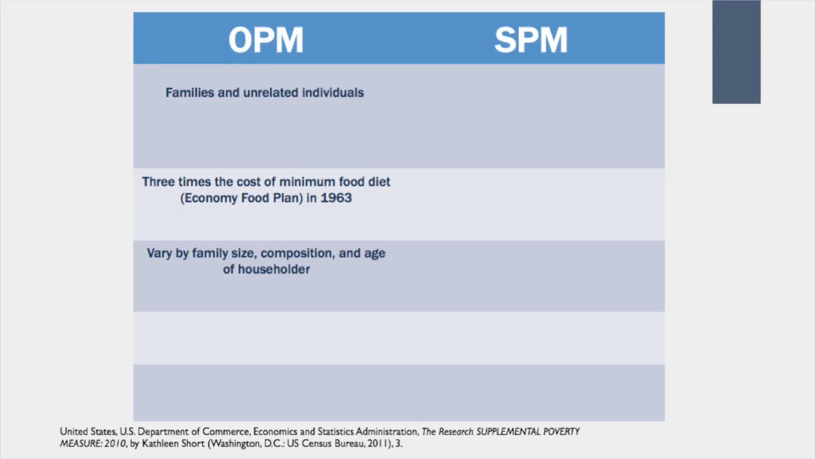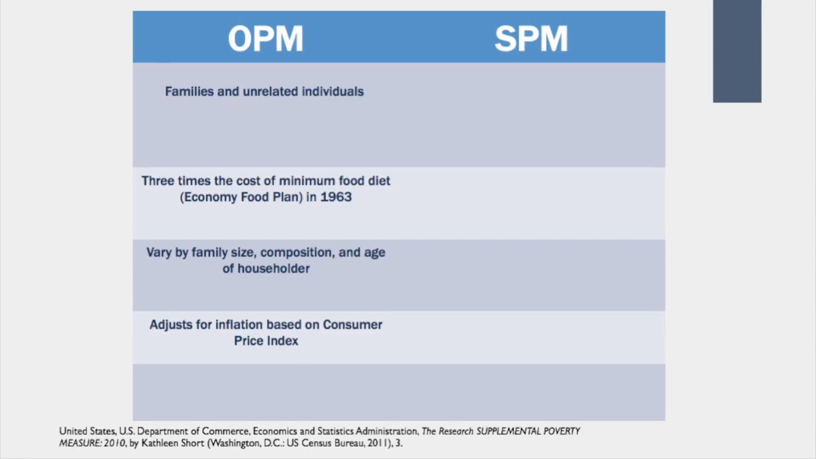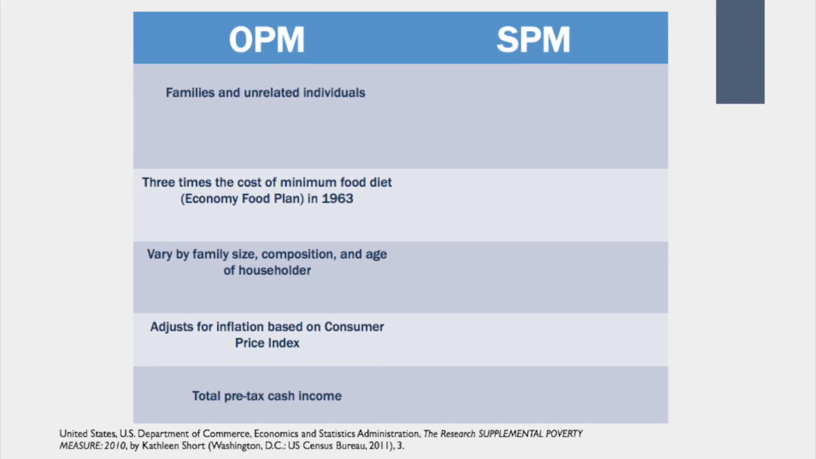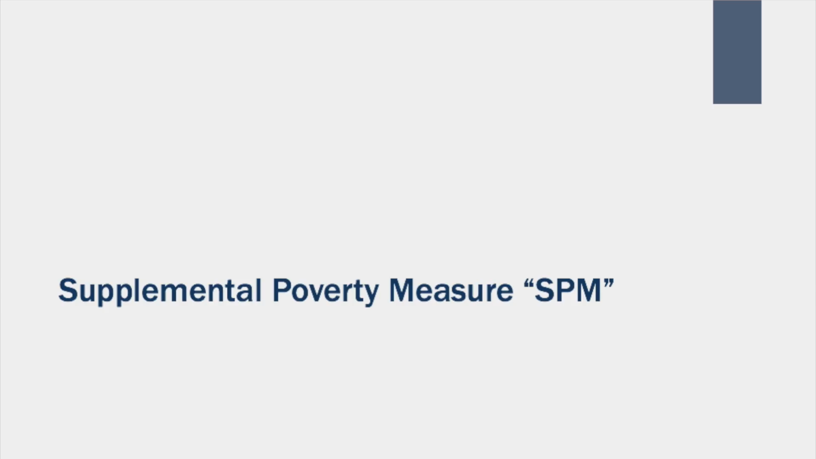The threshold adjustments vary by family size, composition, and age of householder. And the threshold is updated based on the Consumer Price Index, a monthly statistical estimate from the Bureau of Labor Statistics that shows the prices of a representative basket of goods and services for all items. The resource measure takes into account the total pre-tax cash income and no other factor. Therefore, the OPM should be a preliminary assessment coupled with the more comprehensive measurement of the SPM. Let's take a closer look at the SPM.